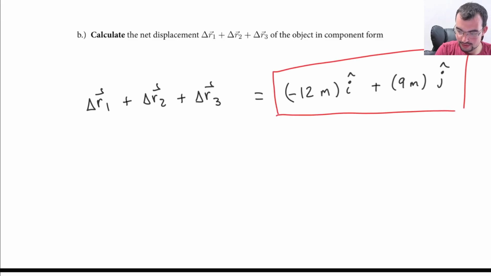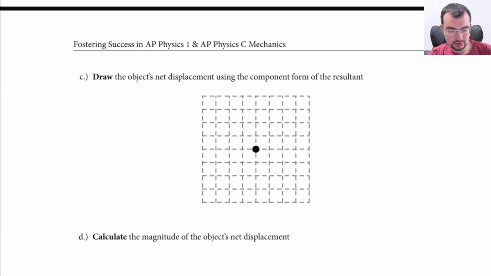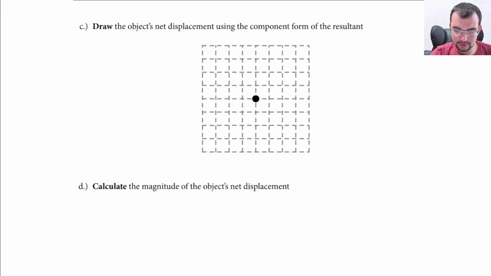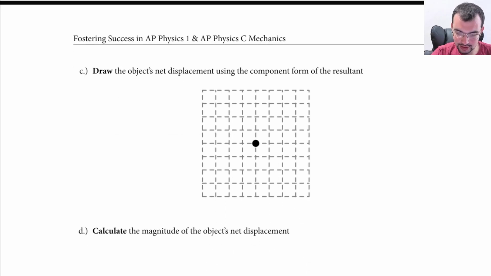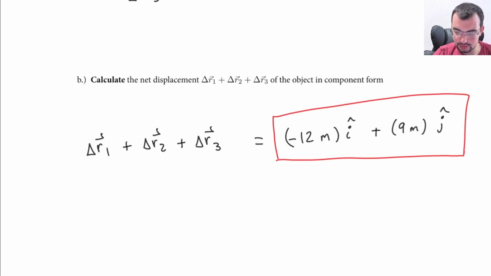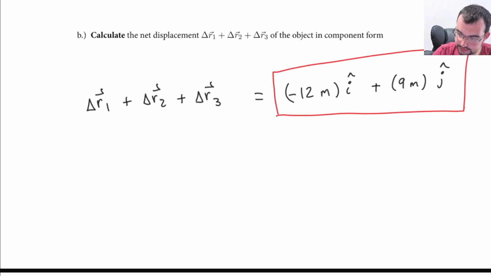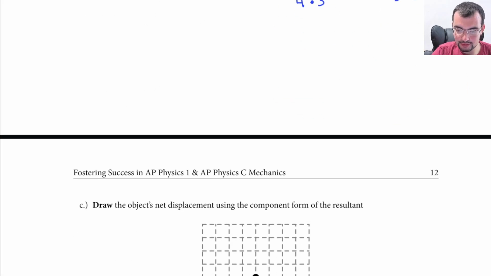Sick of it yet? The cousin of our 3, 4, 5 friend. Draw the object's net displacement using the component form of the resultant. So, of course, we don't actually have 12 grid lines here. I did that intentionally to make you recognize that this is a scaled copy of our friend. Because 12 is the same thing as 4 times 3, and 9 is the same as 3 times 3. So this is like a scaled up 3, 4, 5 by a factor of 3.